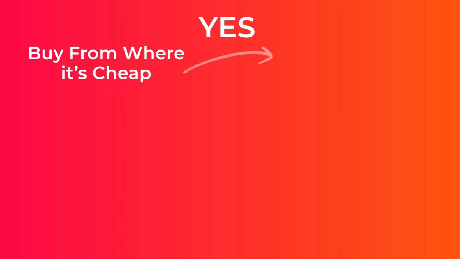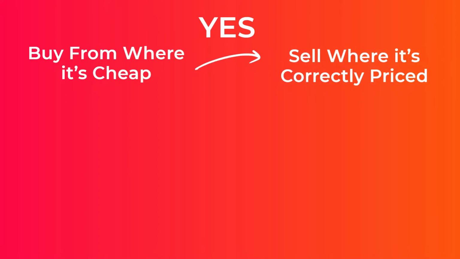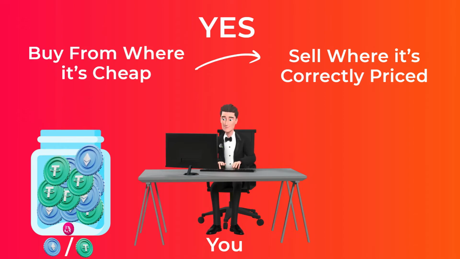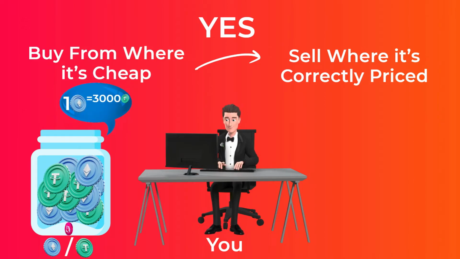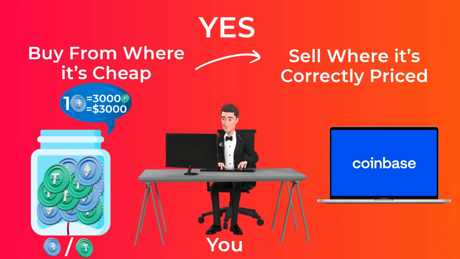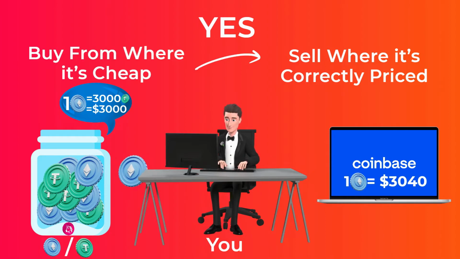And when this happens, many traders buy the token where it is cheap and sell it where it is correctly priced. For example, the price of Ethereum on Uniswap may be 3,000 Tether, which equals $3,000, and the price of Ethereum on Coinbase may be $3,040. So you can make an easy, no-risk $40 profit by buying Ethereum from Uniswap and selling it on Coinbase.